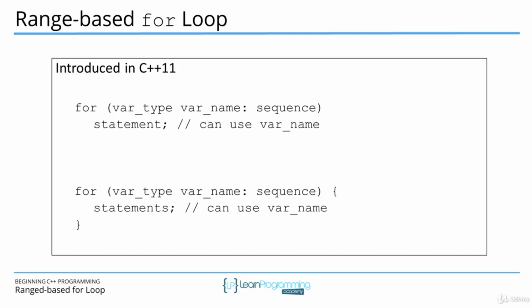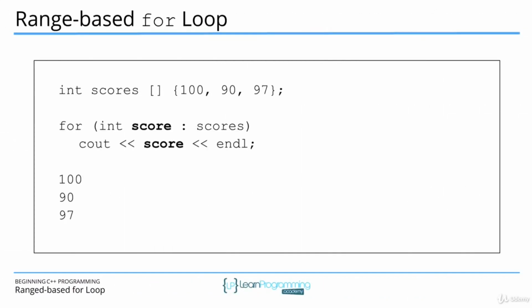Let's see an example. In this example, our collection is an array of integers named scores that we've initialized to 100, 90, and 97. And here's the code that iterates over that collection using the range-based for loop. Notice that in the parentheses, we provide the type of each array element. In this case, it's an integer. And we provide the variable name that we can use in the body of the loop. In this case, score. Finally, we provide a colon and the name of the collection, which is scores.